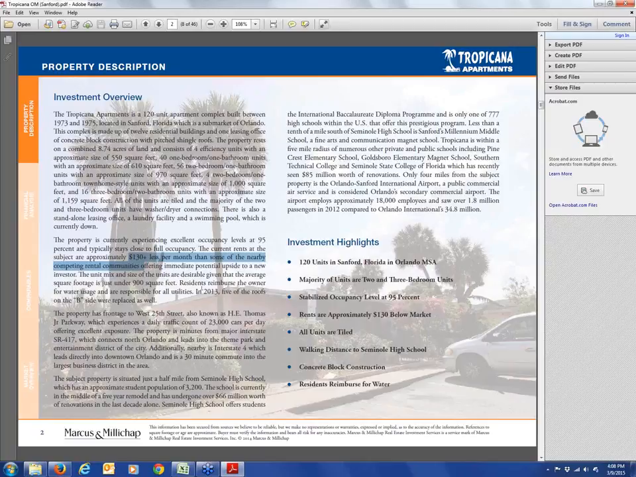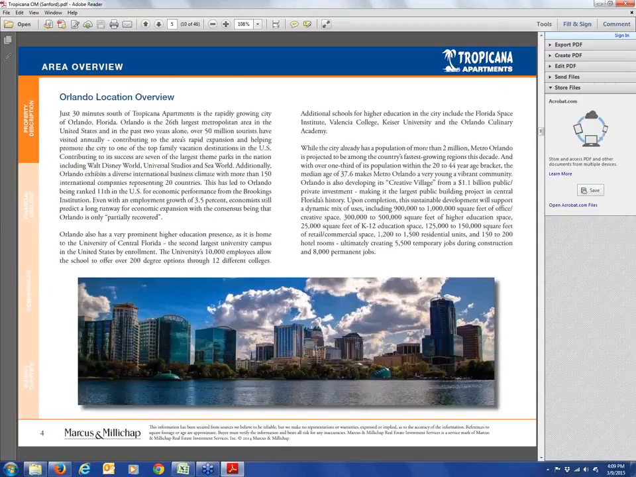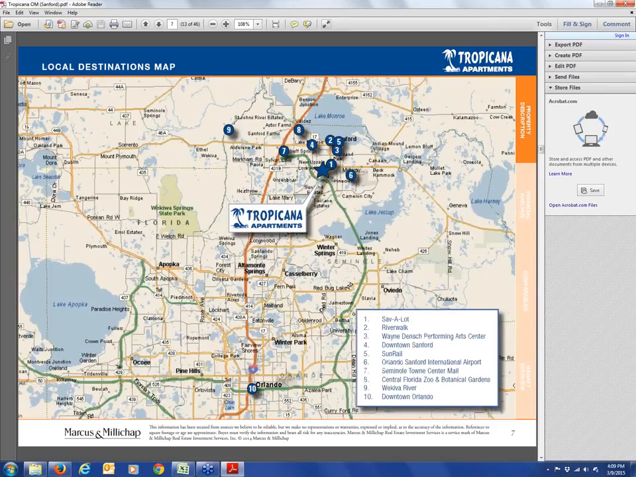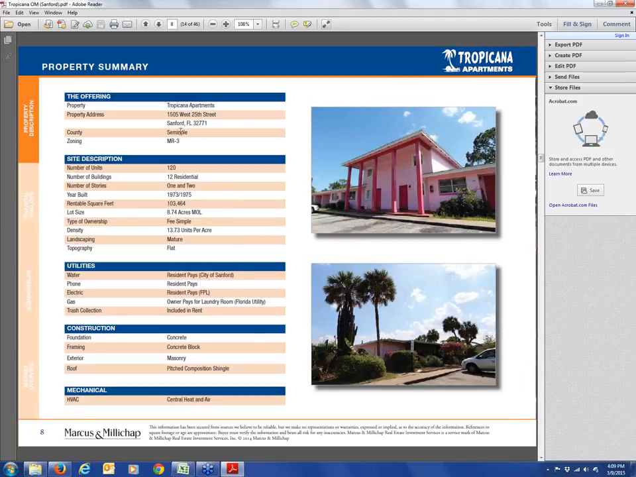Okay, residents reimburse the owner for water usage and are responsible for all utilities. That's pretty cool. In 2013, 5 of the roofs on the B side were replaced, 5 out of the 12. Okay, 120 units. Majority of units are 2s and 3s. Stabilized occupancy level at 95, rents are $130 below. Okay, tell me nothing new. Sanford location, I don't care. The offering: Seminole County, 1 and 2 stories, built in '73 and '75, fee simple ownership.